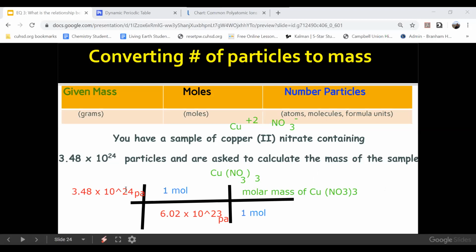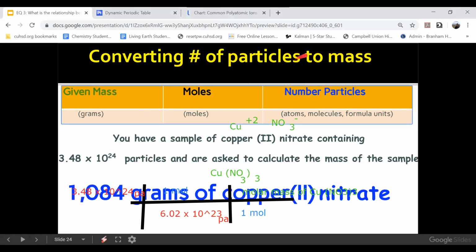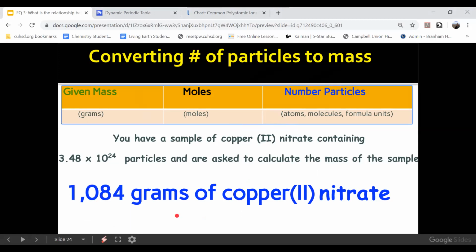You just need to now put it in your calculator. So you're going to take this 3.4 times 10 to the 24th, multiply it by that molar mass, divide it by 6.02 times 10 to the 23rd, and you're going to get your answer, which should be somewhere close to, because again, sometimes rounding happens, 1,000 grams of copper nitrate.